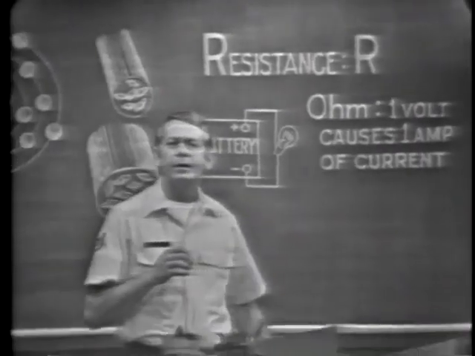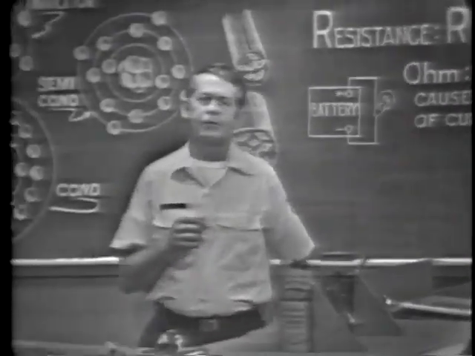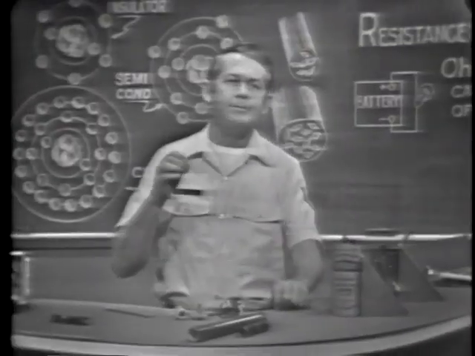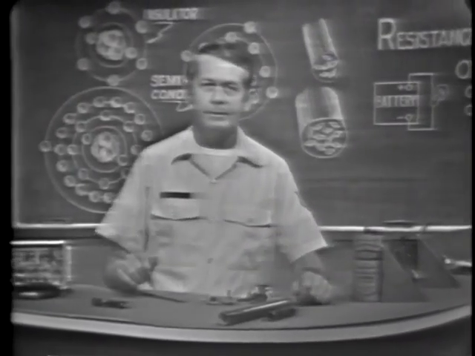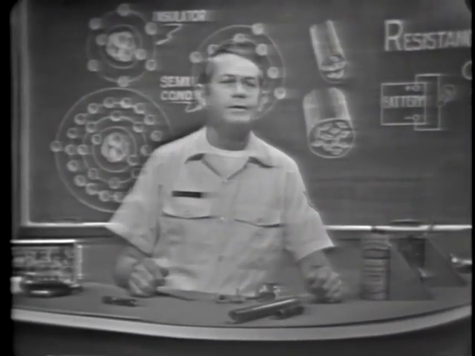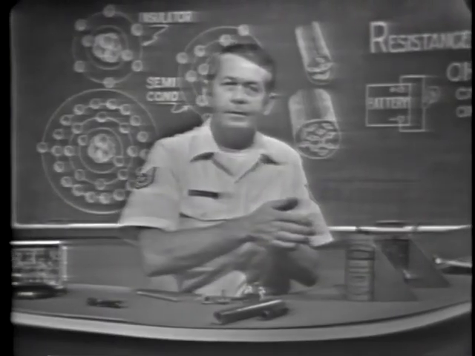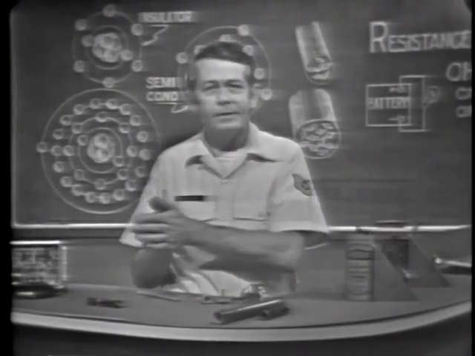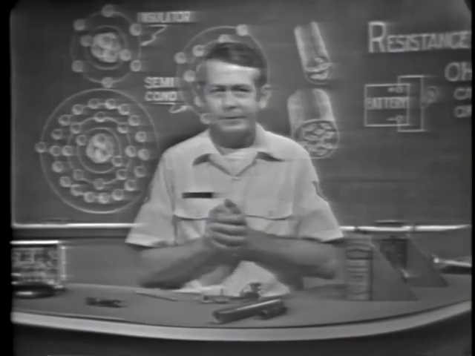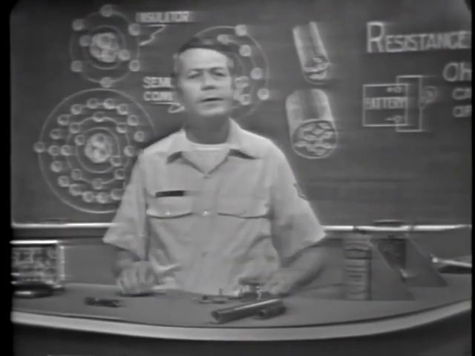Now, to provide the various resistances needed in electronics, devices with specific ohmic values have been developed. These devices are called resistors, and basically they're semiconductor materials. Now, by semiconductor material, I mean that they are not a good conductor. They're not a good insulator. They exhibit characteristics between these two. Let's look then at some common resistor types.